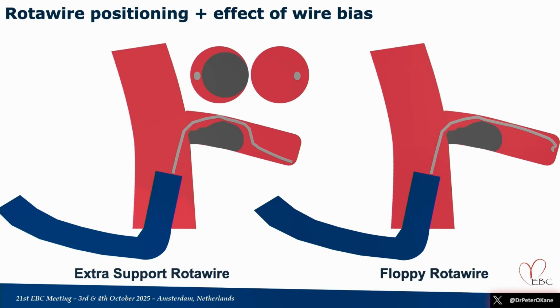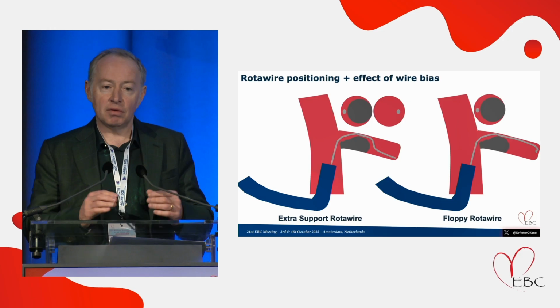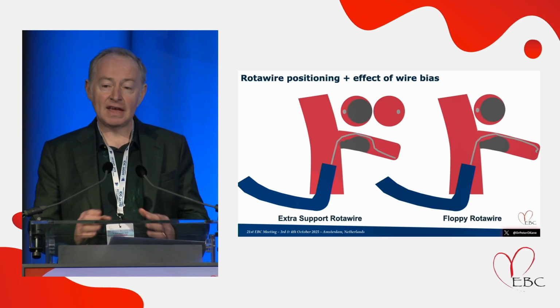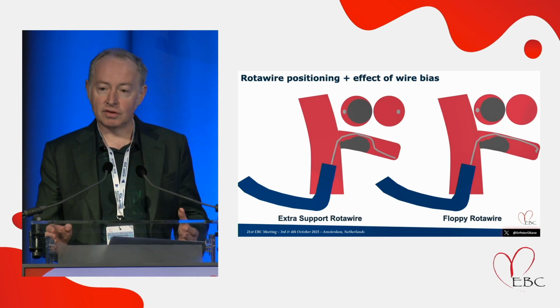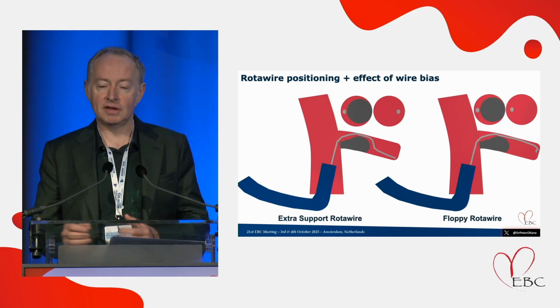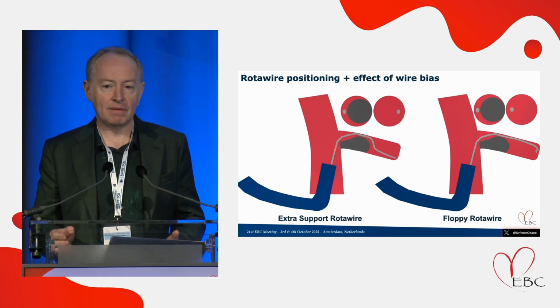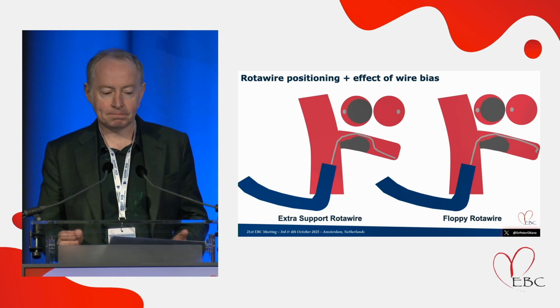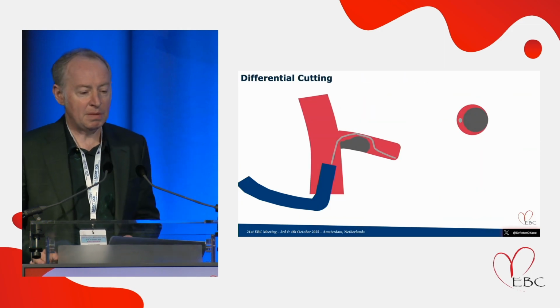So it's worth paying attention to that. And of course, I think the similar thing with orbital, when we talk about that, the wire bias will also affect how this device works. And imaging, I think, is another way of understanding where the wire actually is in relation to the lesion, and that helps us to select our tools better than perhaps we'll ever predict on an angiogram. So just be mindful of that.